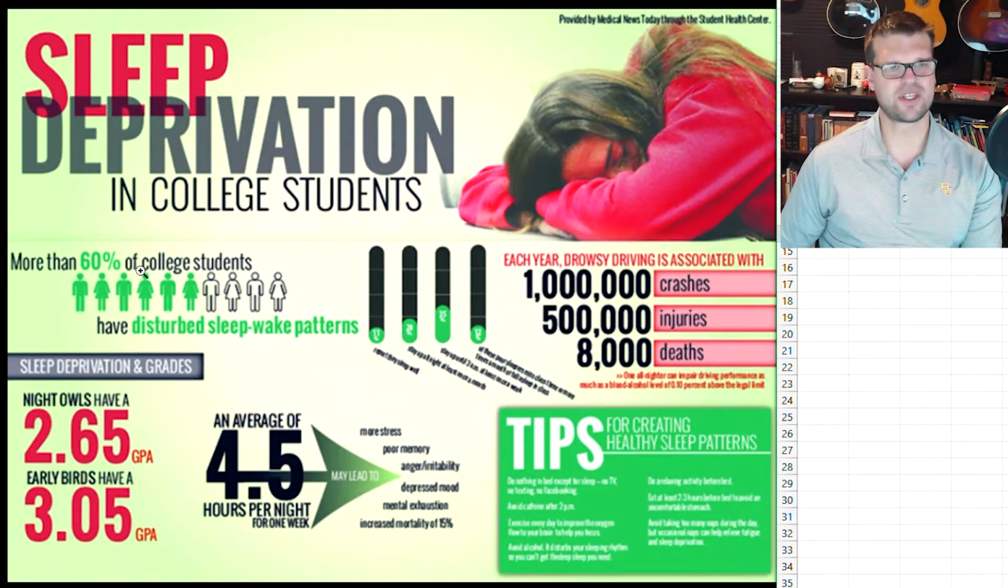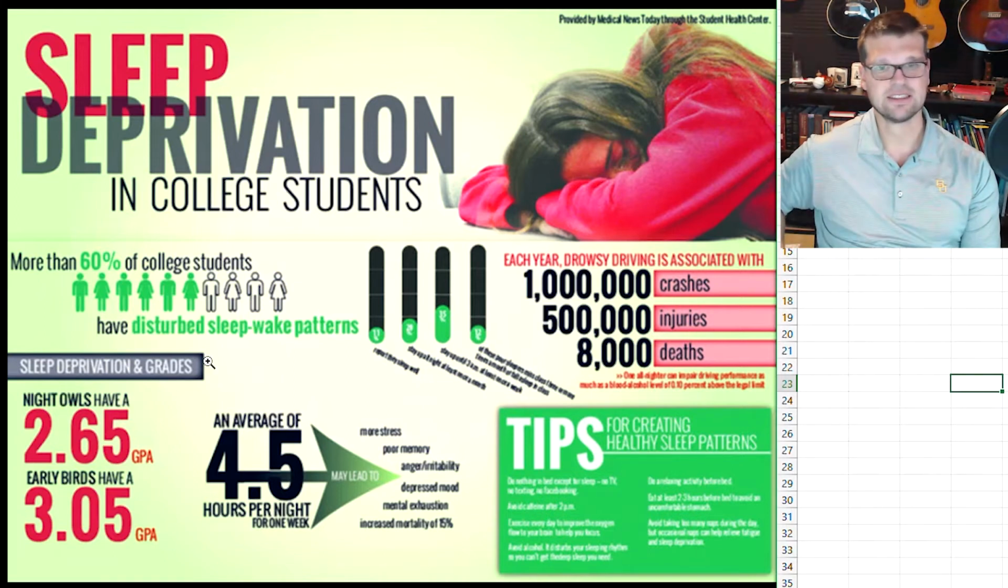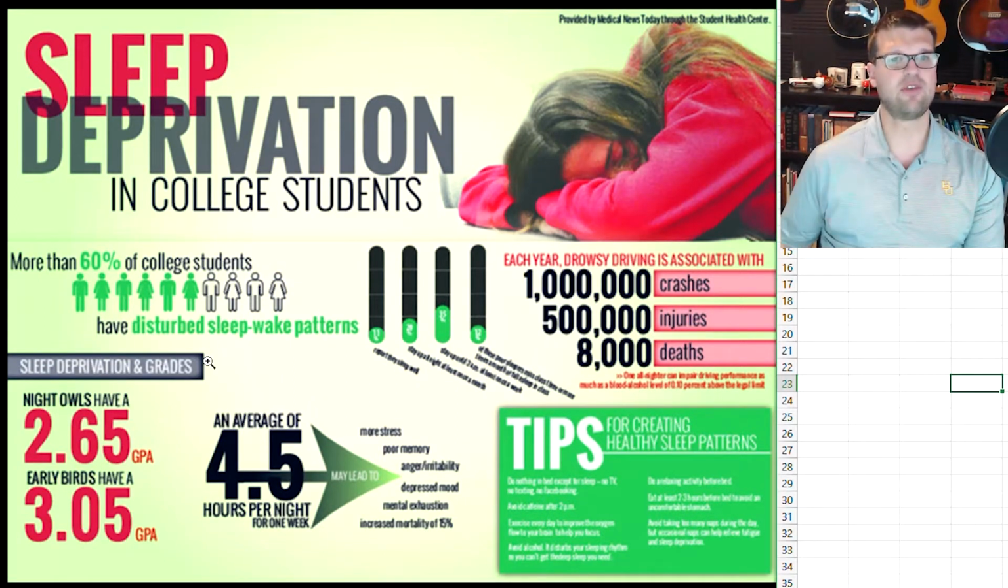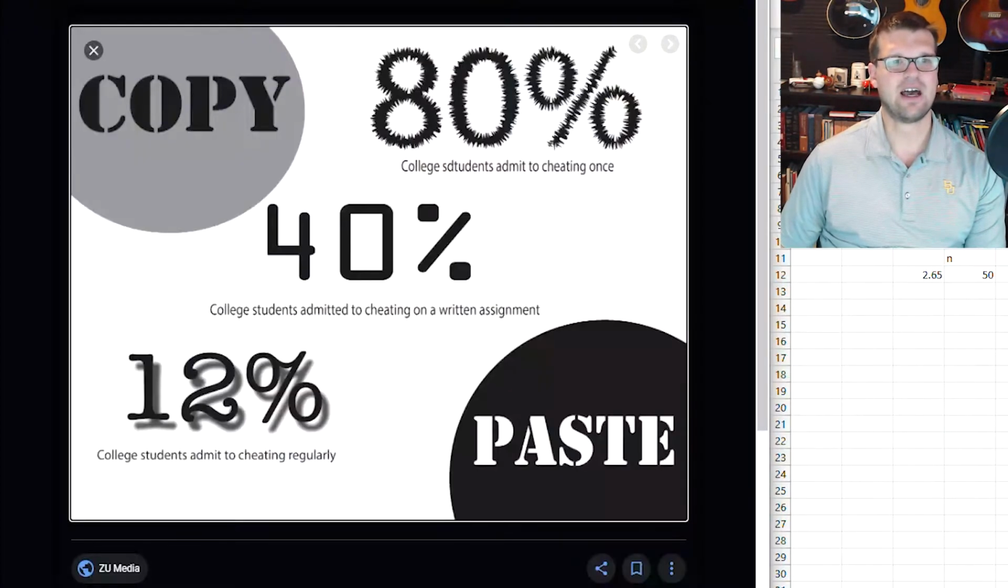And then it says more than 60% of college students have disturbed sleep-wake patterns. Once again, we can take a proportion, and if we know the sample size, if we know the standard deviation, if we know all of these different things, then we're going to be able to give you a lot more information about what's here. But as this sits, they just give you all this blanket information and assume that it's true.